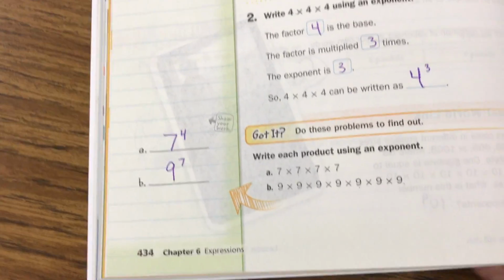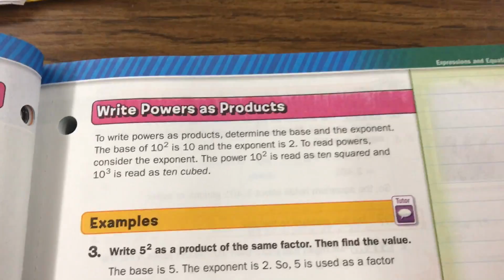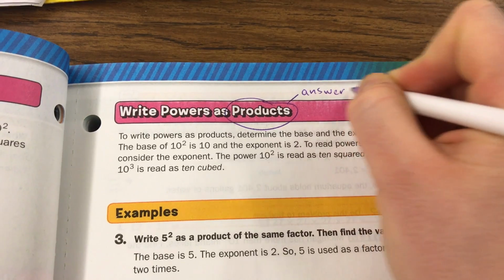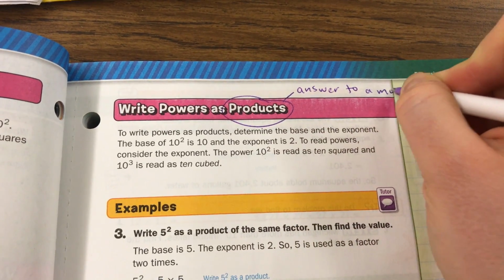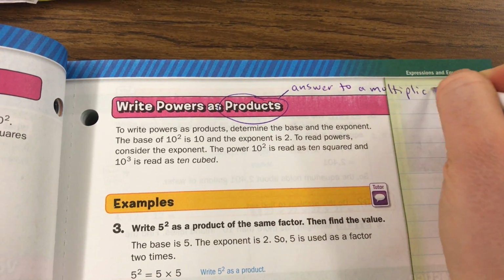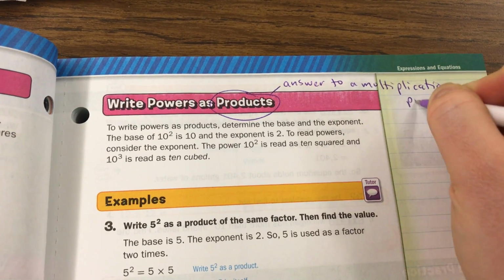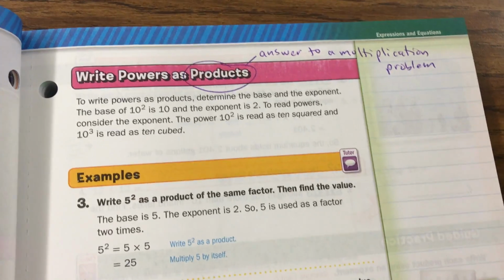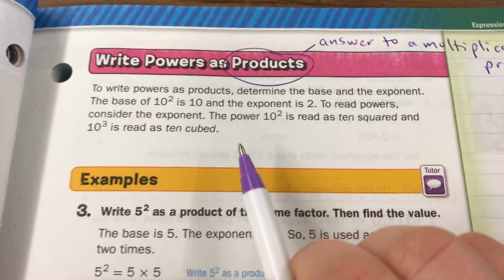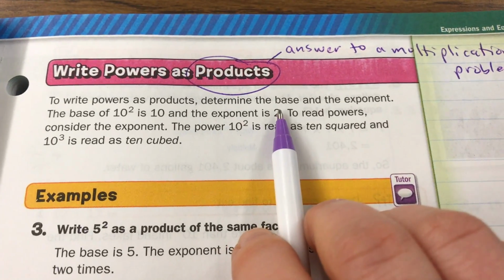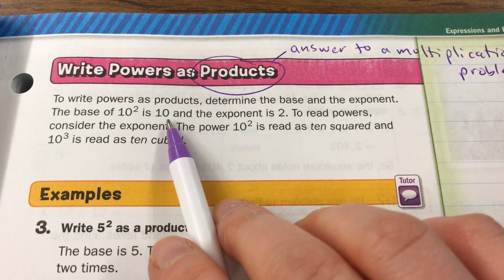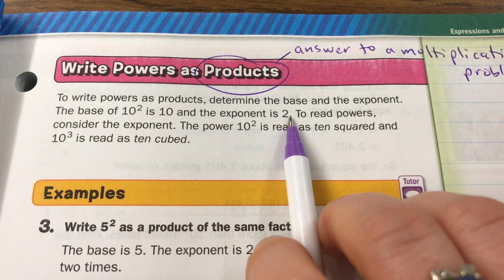All right, so now we're going to find the products. Remember, product is the answer to a multiplication problem. All right, here we go. To write powers as products, determine the base and the exponent. The base of 10 to the power of 2 is 10, and the exponent is 2.